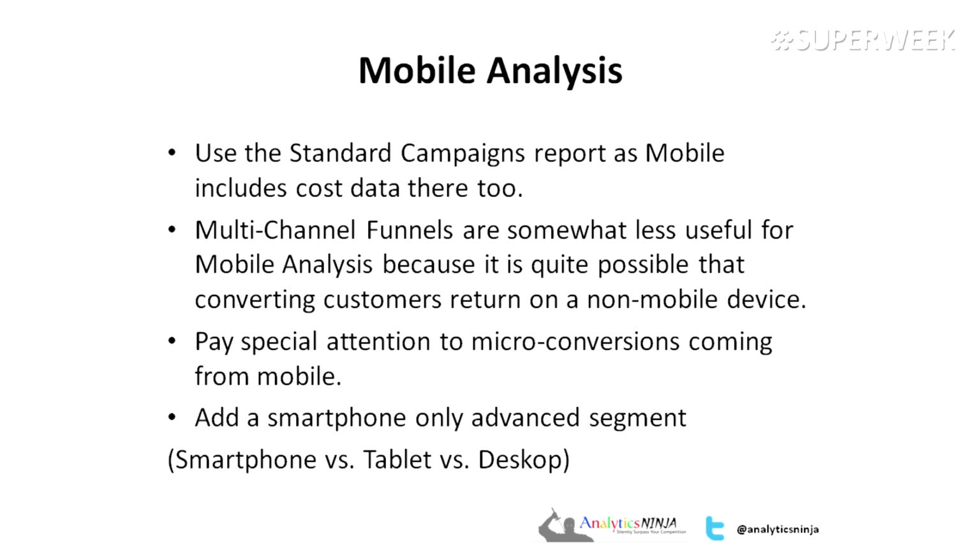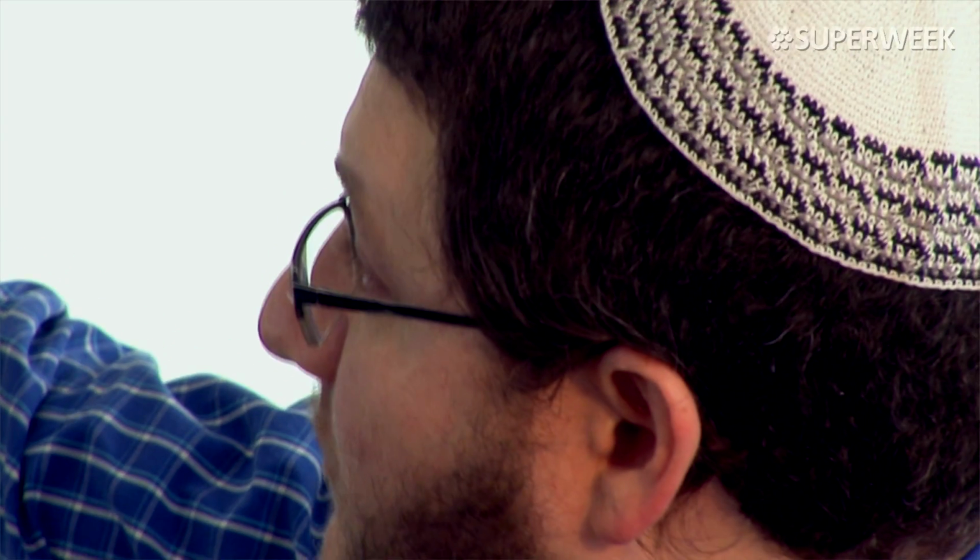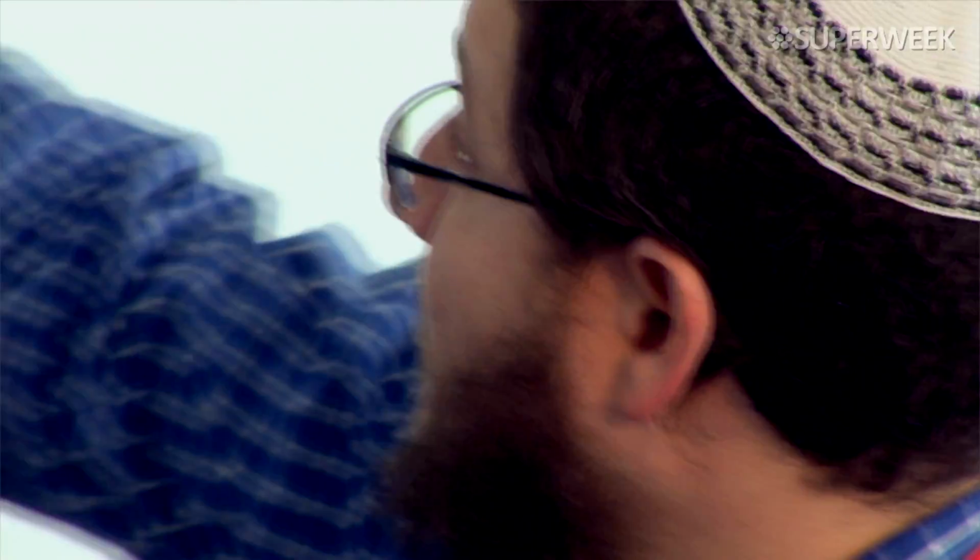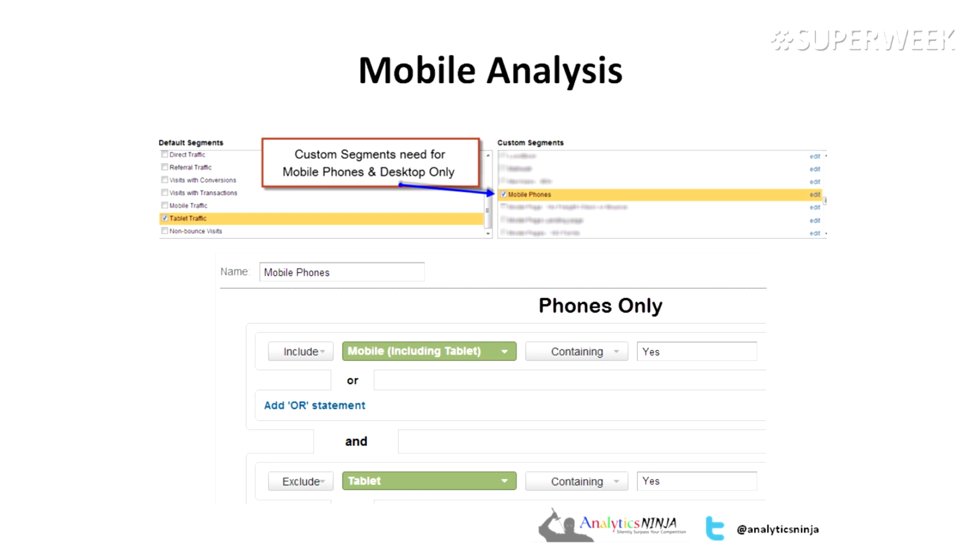Make sure also when you're creating these segments for mobile to add a smartphone only. Compare smartphone versus tablet versus desktop. Right now we have tablet traffic. It's a great default segment. Mobile traffic includes tablet. So create a mobile phone only segment by including all mobile, but exclude tablet.